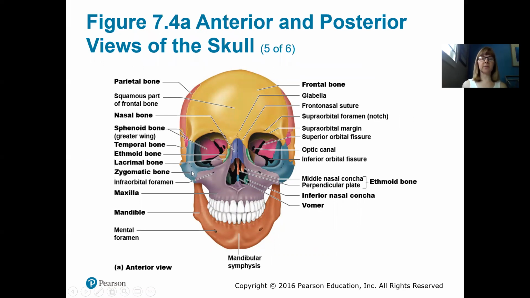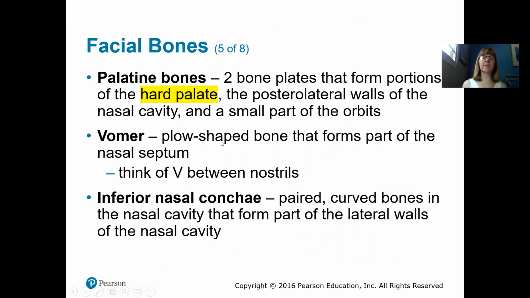Okay, let's finish up with those last couple ones. We have the palatine bone. This one makes up the hard palate, so that's going to be your upper jaw. So this is the hard palate, and it also is making up the bottom part of your nasal cavity and a small little part of your orbits. So kind of all of that inside part.